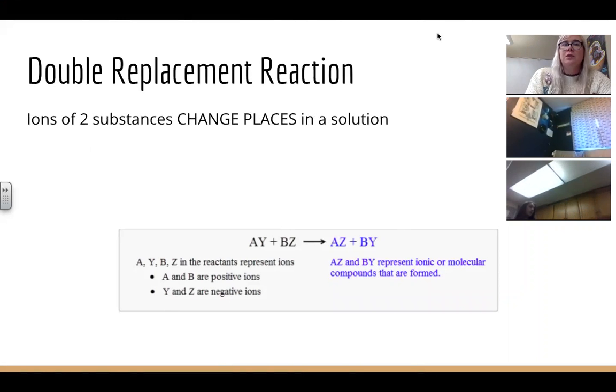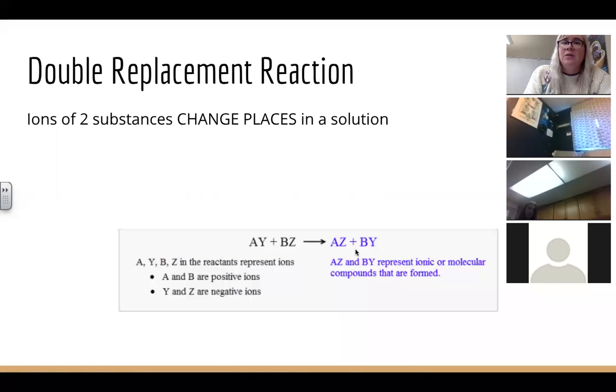Now, last week we talked a little bit about aqueous, right? The prefix aq and how that represents ions dissolved in a solution. So in this case, that's what I'm referencing when I say ions in a solution. It's an aqueous solution. This box here is straight from Canvas. This is literally what it looks like in terms of letters. You start with AY plus BZ, and the Z and the Y switch places.